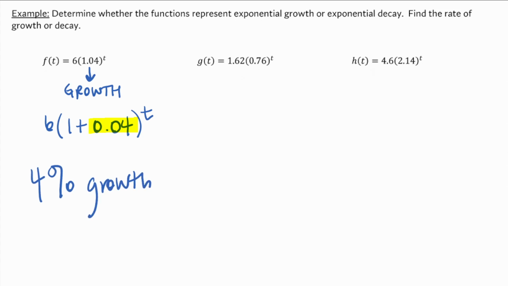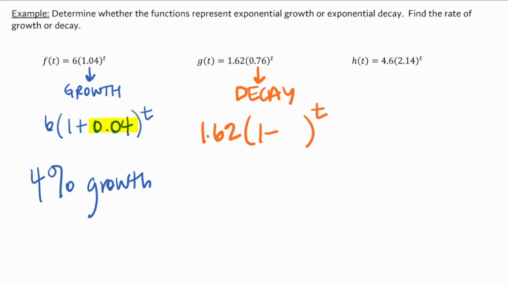And yeah, f grows by 4% every time t increases by 1. And g of t, that's going to represent decay because the base of the exponential expression is 0.76, and that's less than 1. Okay, so I'm going to say that this is 1.62 times 1 minus something, and I need to figure that thing out so that I can figure out the decay rate to the t.